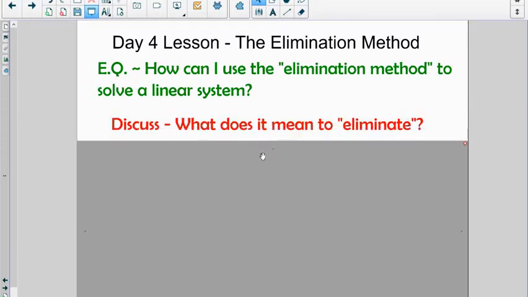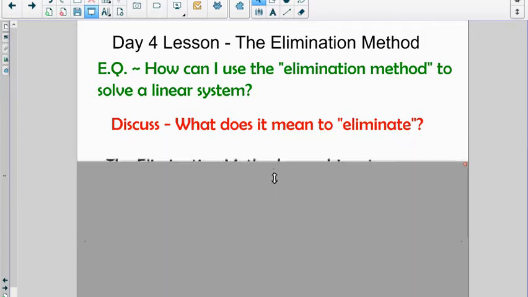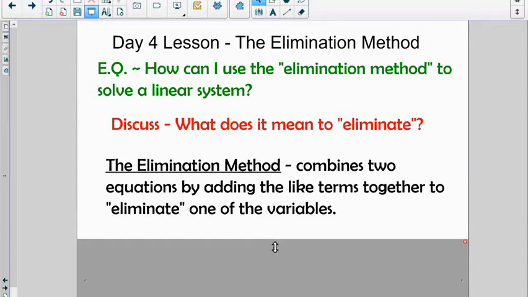All right, so I want you to first just think about what it means to eliminate something. Well, hopefully you decide that eliminate means to get rid of something or to cancel out. That's really what we're going to try to do today when we're solving linear systems: combine two equations together by adding the like terms in a way of eliminating one of the variables. Now, this can get a little bit more complicated, but today all the systems that we're going to solve will be set up quite nicely for us to use elimination, where when we add the equations, terms will eliminate right away, even though that doesn't always happen on its own.